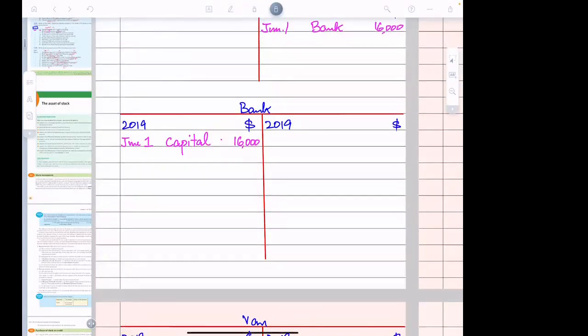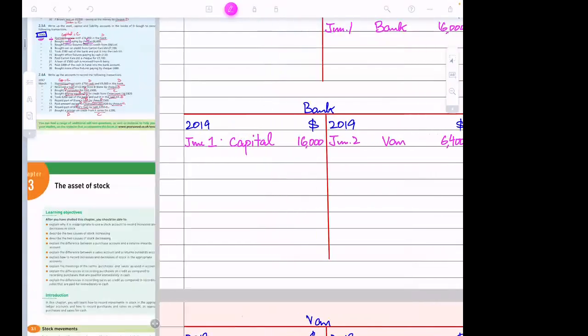So in the bank account, we will write the entry on the credit side. Under date, under year, we write the date. Under the dollar sign, we write the amount, 6,400. And what is the corresponding account? Van. So we write the name of van.